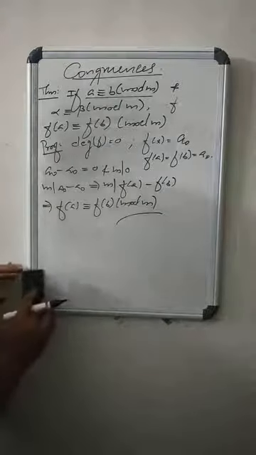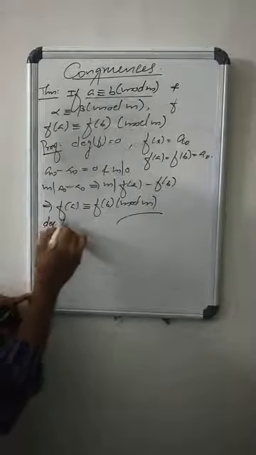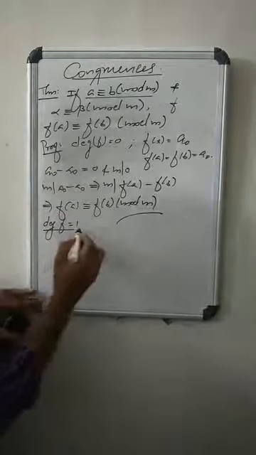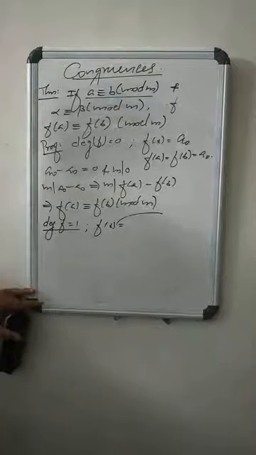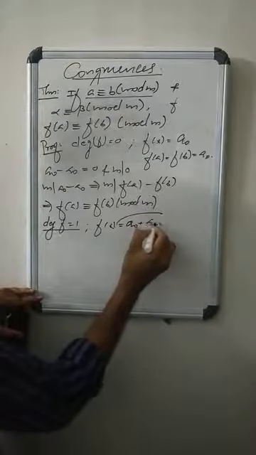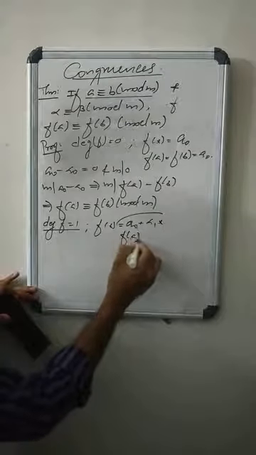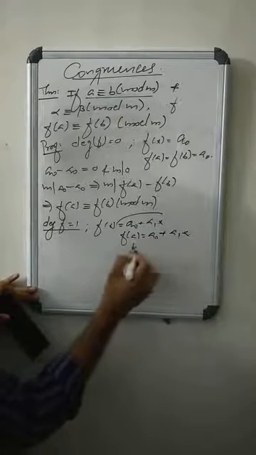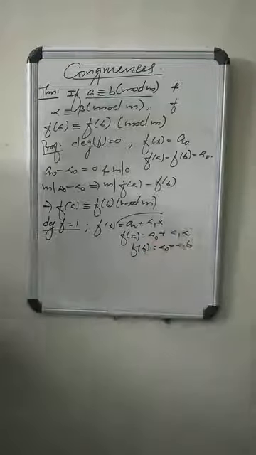Now, suppose degree of f equals 1. What happens? Degree of f equals 1 means, what about f of x? f of x equals a0 plus a1x. So what about f of a? f of a equals a0 plus a1a. And what about f of b? f of b equals a0 plus a1b.